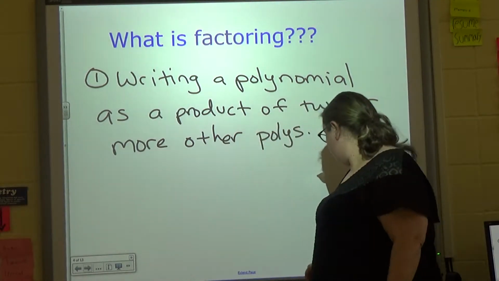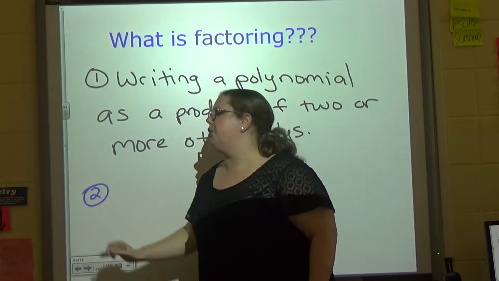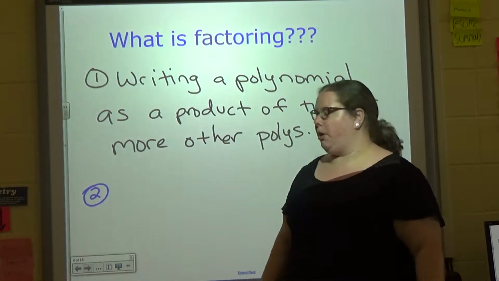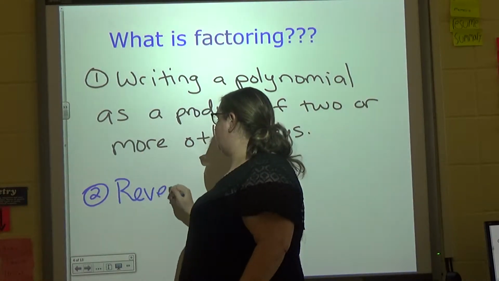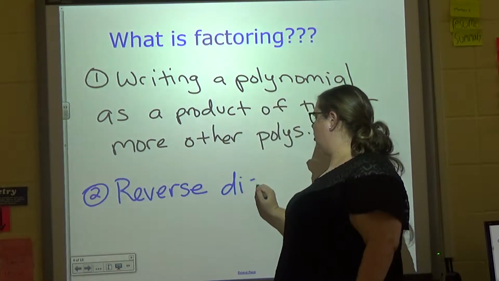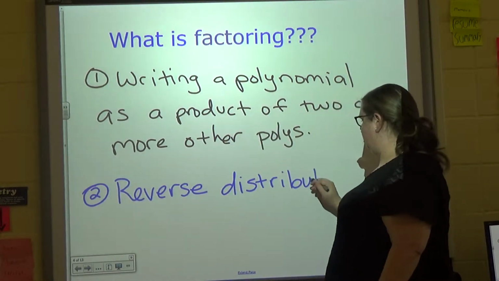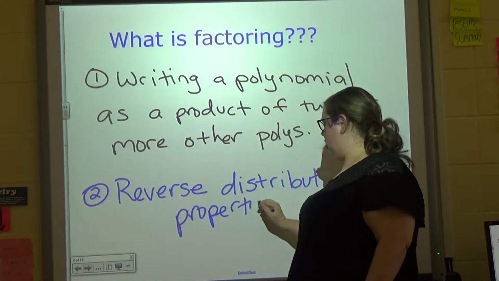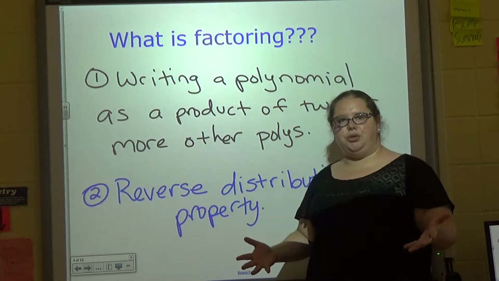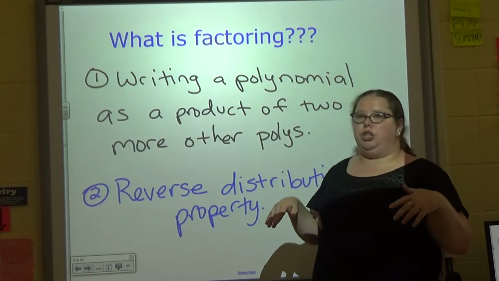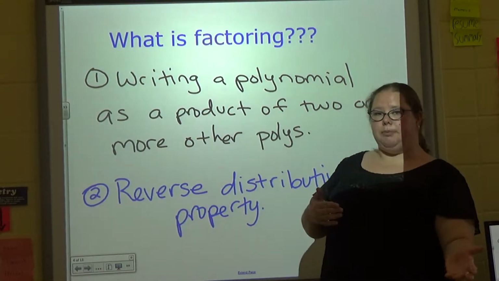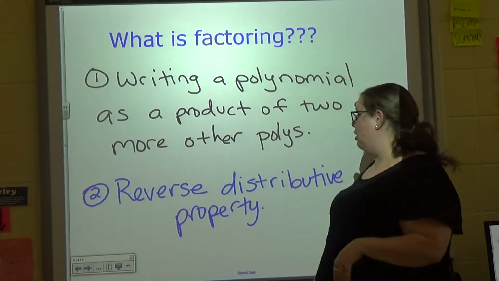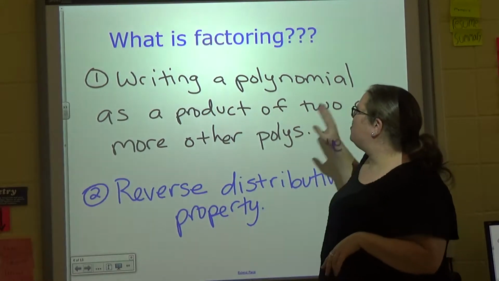The other definition I typically use, just to help students remember what the term factoring means, is it's the reverse distributive property. Math teachers like to teach you how to do something and teach you how to undo it. So you learn to add and then you learn to subtract. You learn to multiply, then you learn to divide. We know how to multiply polynomials. So now we're going to learn how to demultiply them or factor them.